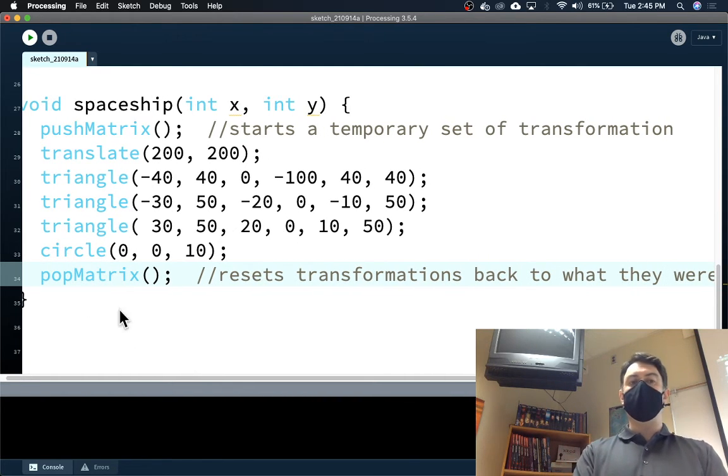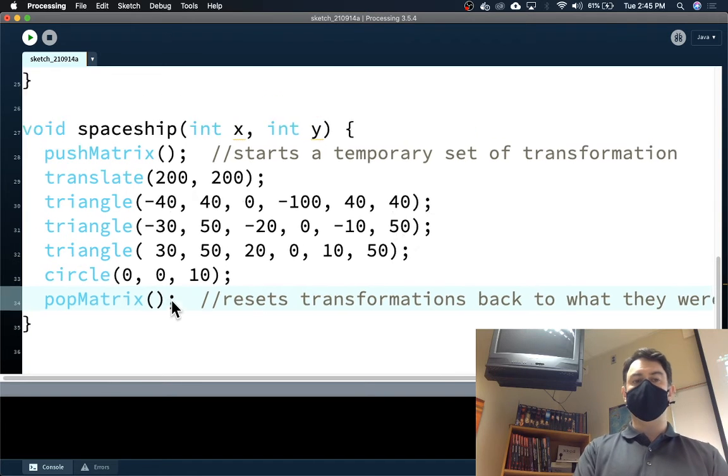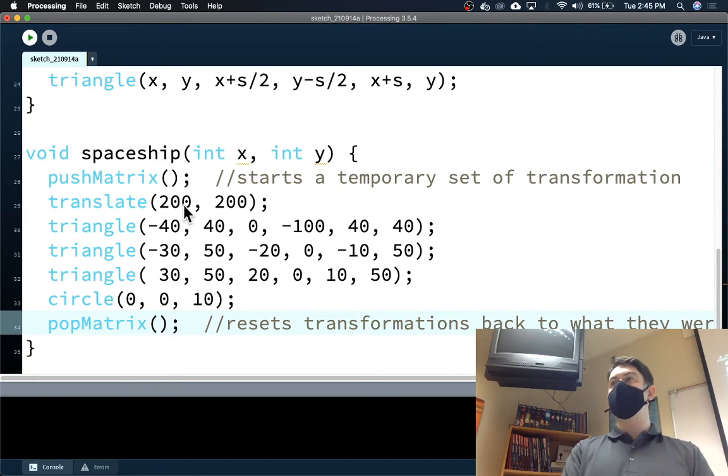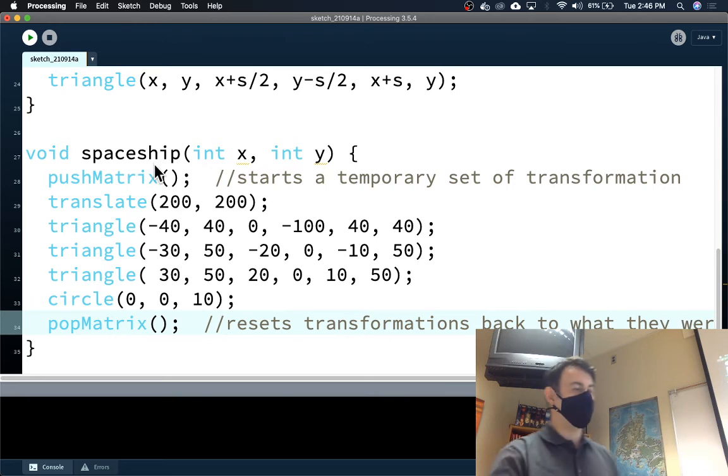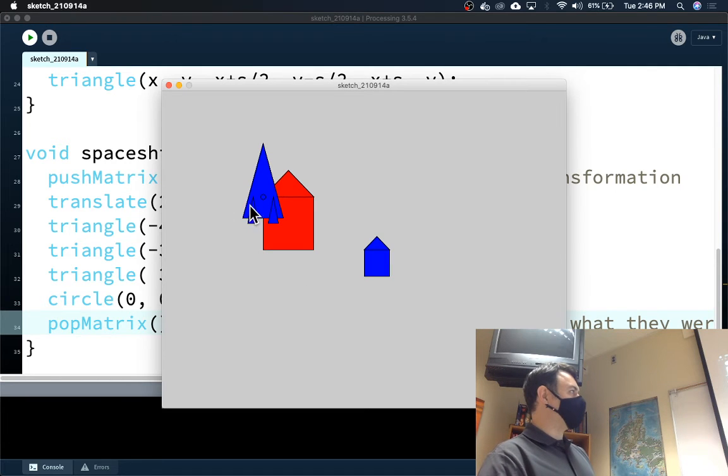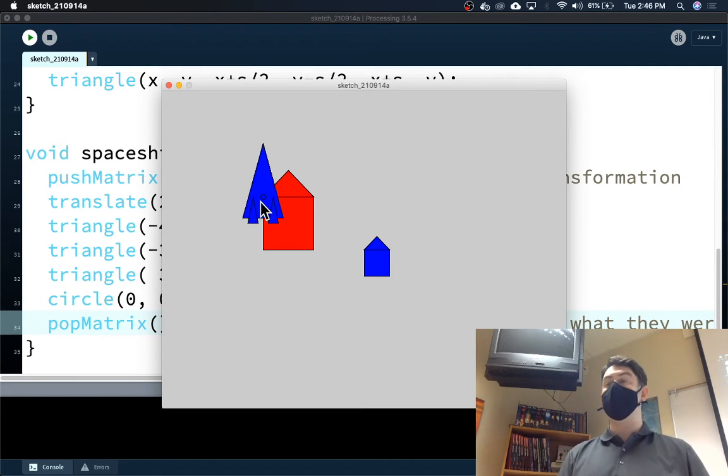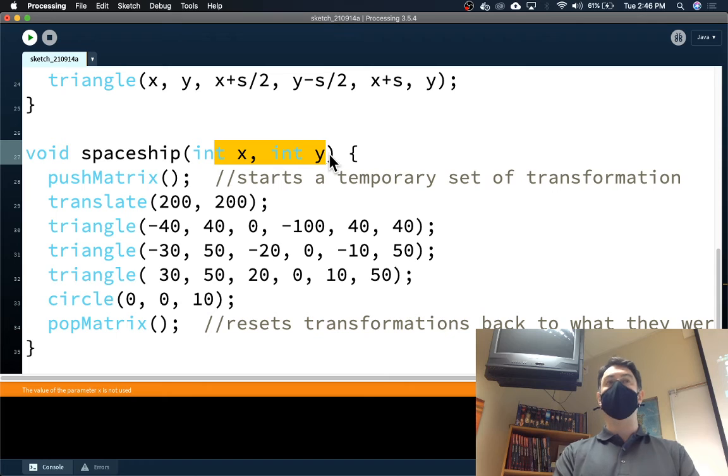So now they'll be unique each time, and they'll be relative to the original coordinate. So if I run it this time with the push and pop matrix, I'll just see the one spaceship. They're getting drawn on top of each other. So that's good. That's what we expected. And to finish it off, how do we make this x and y mean something? What's that final step we got to do? Where do we stick that x and y?